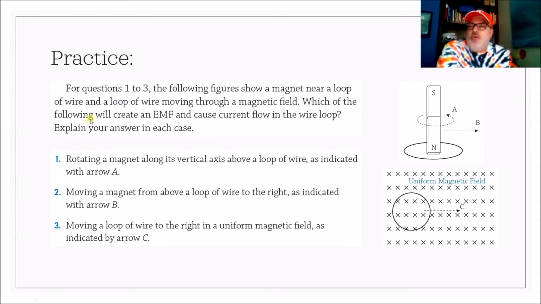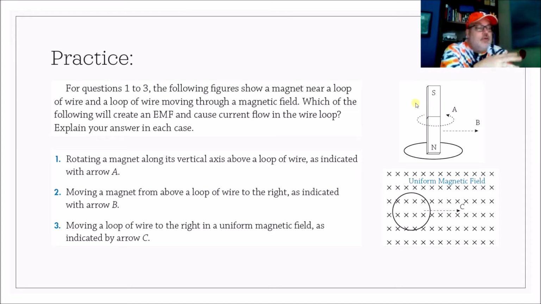All right, so here's a couple of questions for practice. We have 3 diagrams: A, B, and C. Which of these will be producing an EMF and thereby producing current in the loop of wire? A and B have a loop of wire and a magnet. In A, we're rotating the magnet about its vertical axis. In B, we're moving the magnet away. And in C, we have a magnetic field and we're moving the loop through the magnetic field. Which of these will produce a change in flux?